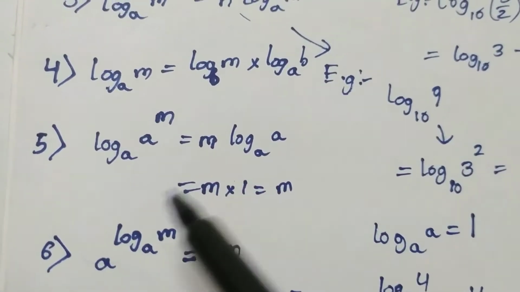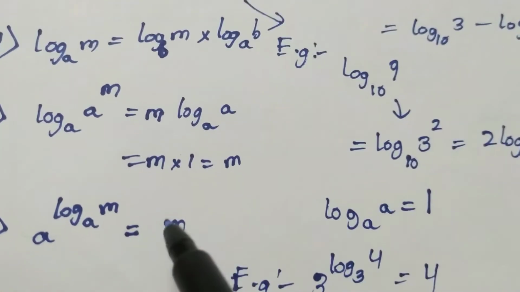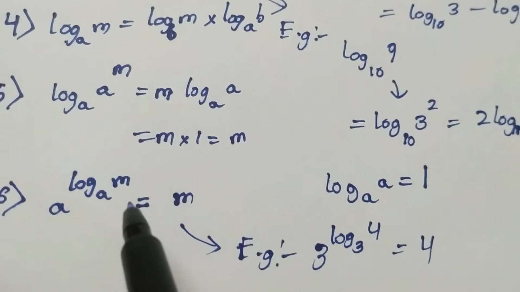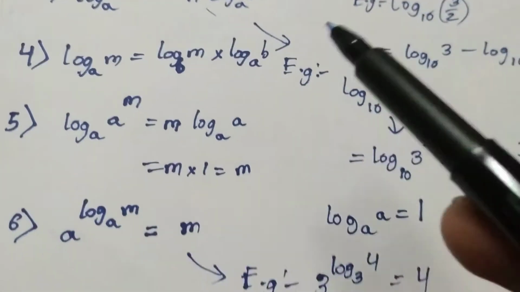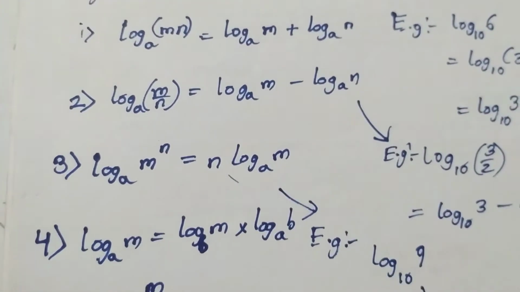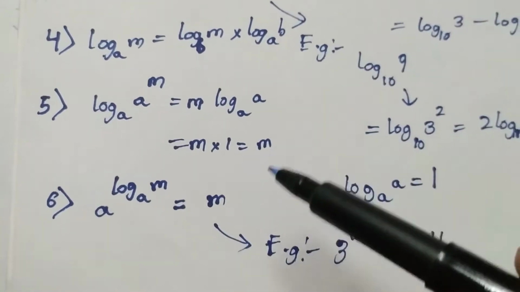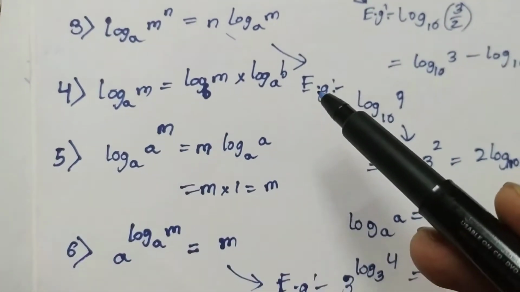Now the sixth important formula was a to the power log m base a, which is equal to m. Now this is an example of this formula. Now I have showed you all the important formulas of logarithm. I hope you will write these down on a notebook, which will help you further in future problems.